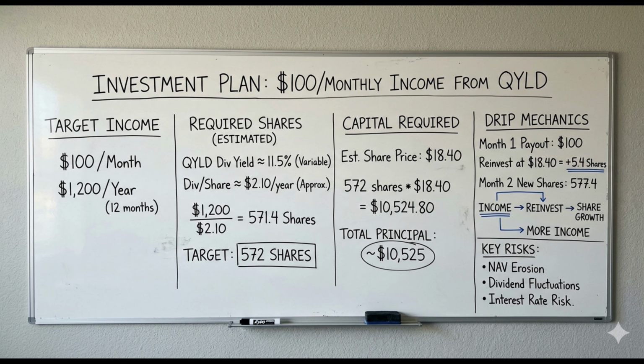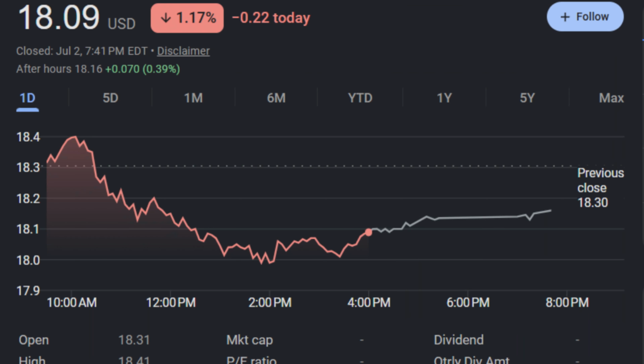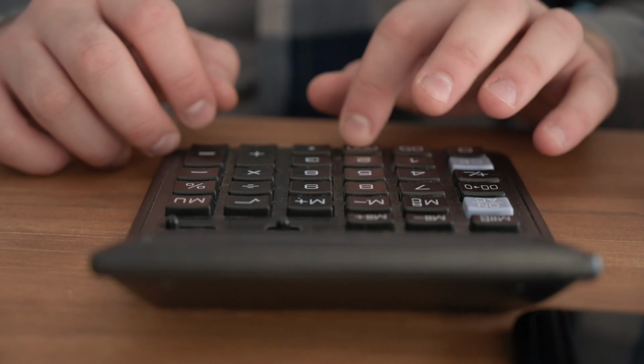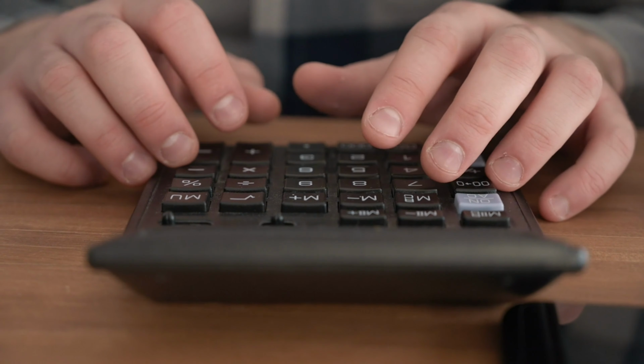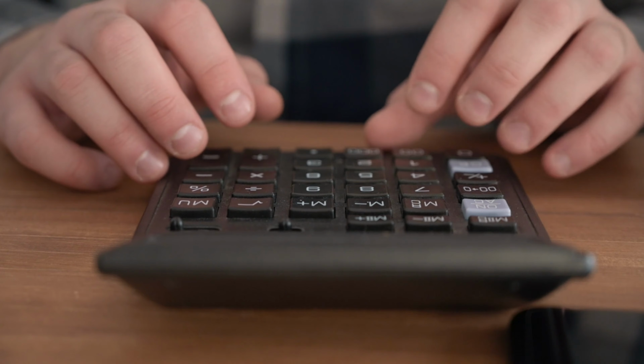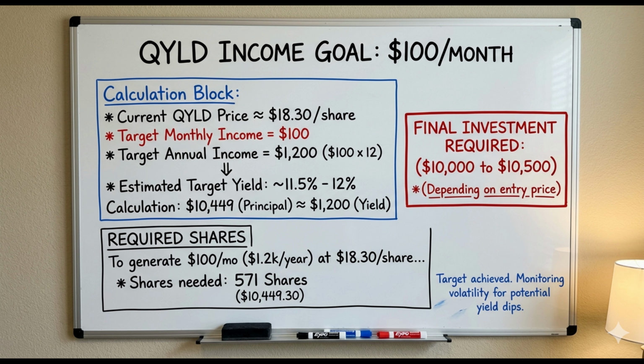Now let's convert that into dollars invested. If QYLD is trading around $18.30 per share, then we multiply 571 shares by $18.30. That comes out to about $10,450 invested. So the simple answer is this. You need around $10,000 to $10,500 invested in QYLD to generate about $100 per month in dividend income.